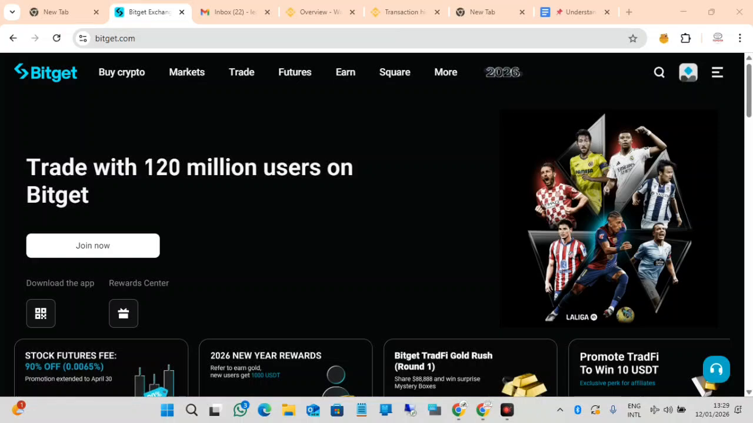Bitget is one of the biggest exchanges, among the top exchanges like Binance and Bybit.